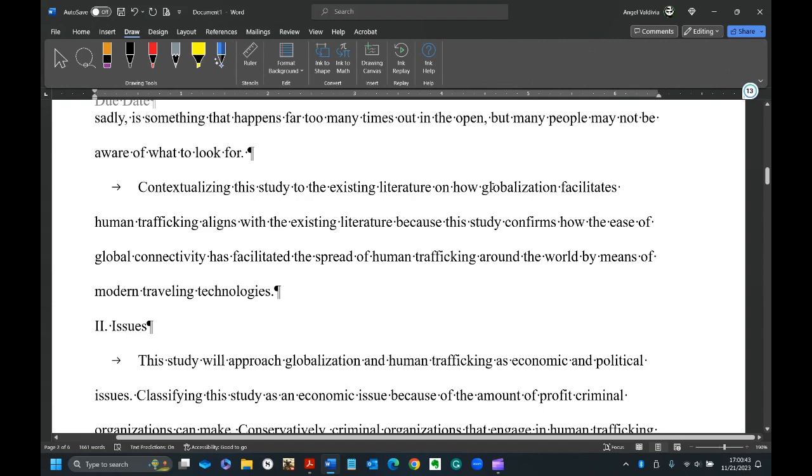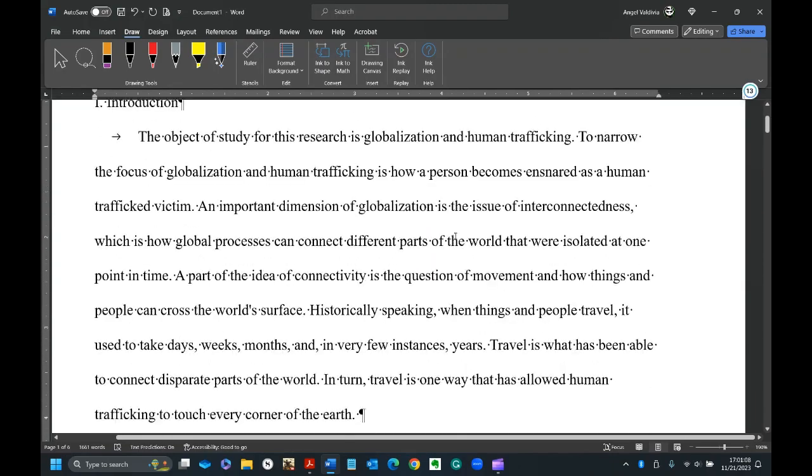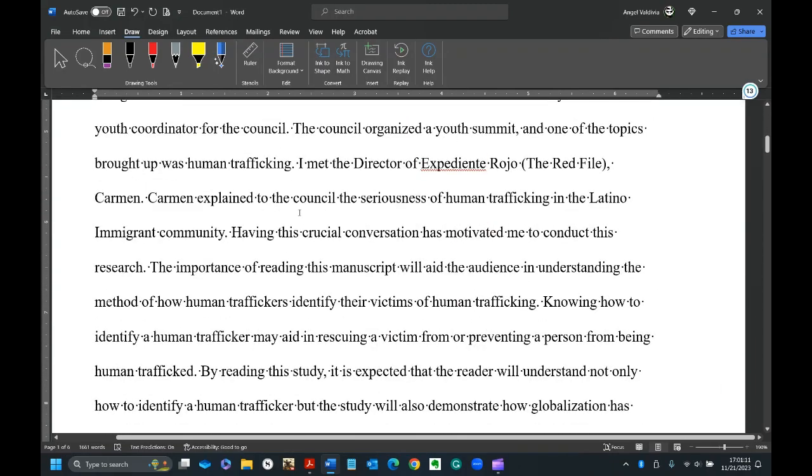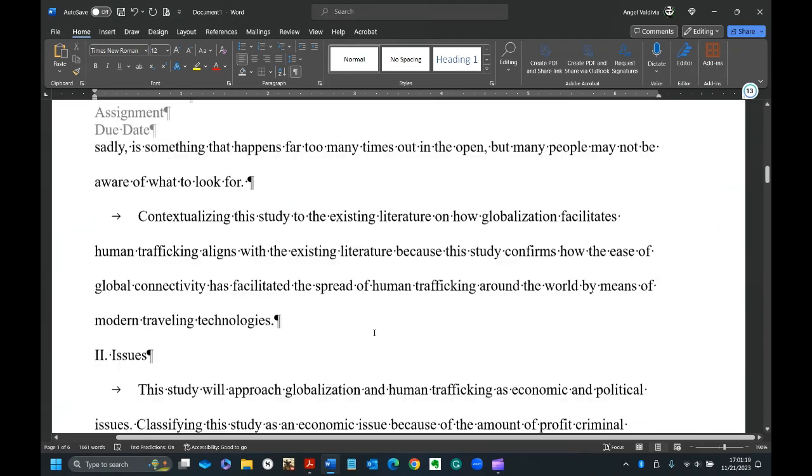Contextualizing this study to the existing literature on how globalization facilitates human trafficking aligns with the existing literature because the study confirms how the ease of global connectivity has facilitated the spread of human trafficking around the world by means of modern traveling technologies. Okay, so you notice that I just have maybe two short paragraphs containing all the points within the introduction. Okay, so hopefully that makes sense.